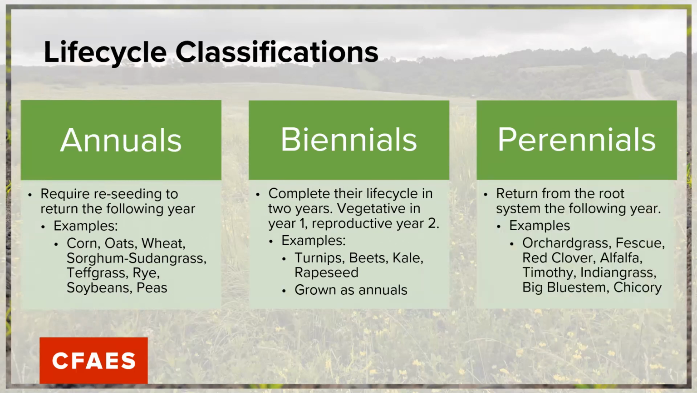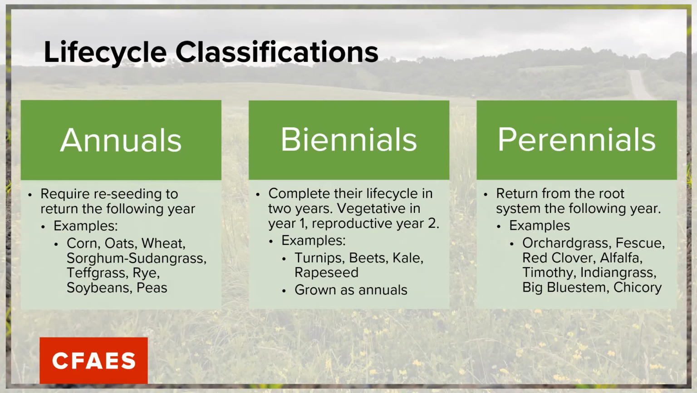And then when it comes to perennials, these are more the slow and steady wins the race kind of plants. These are going to take a longer time to establish roots and vegetative tissue, but once they do, they're going to hang out for the long term. Year after year, these plants will come back from the root tissue and produce again.